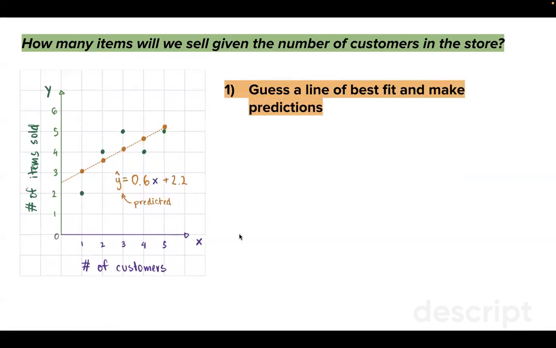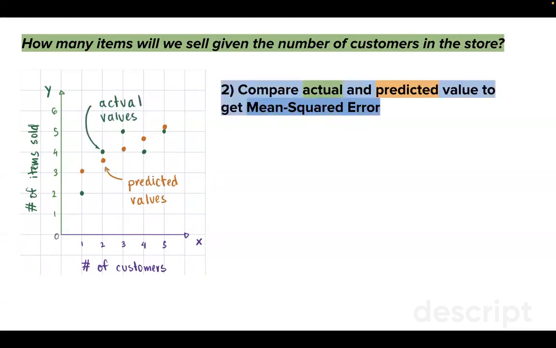The predicted values are calculated by using the line of best fit by inputting the input value of the actual value, in this case, X, which is the number of customers, and using the formula of the line of best fit to output a predicted Y, which is our predicted number of items sold. Now that we have the actual values and the predicted values, we can compare the actual and predicted values to get the mean squared error.